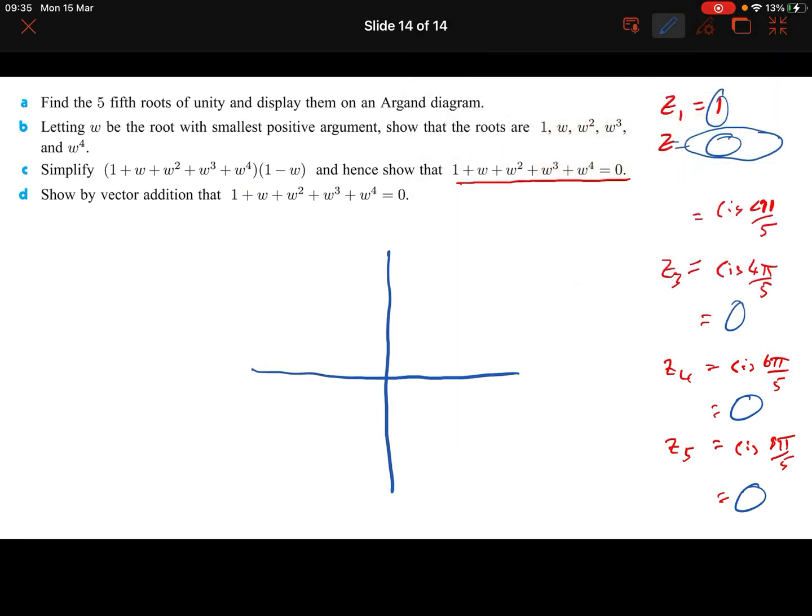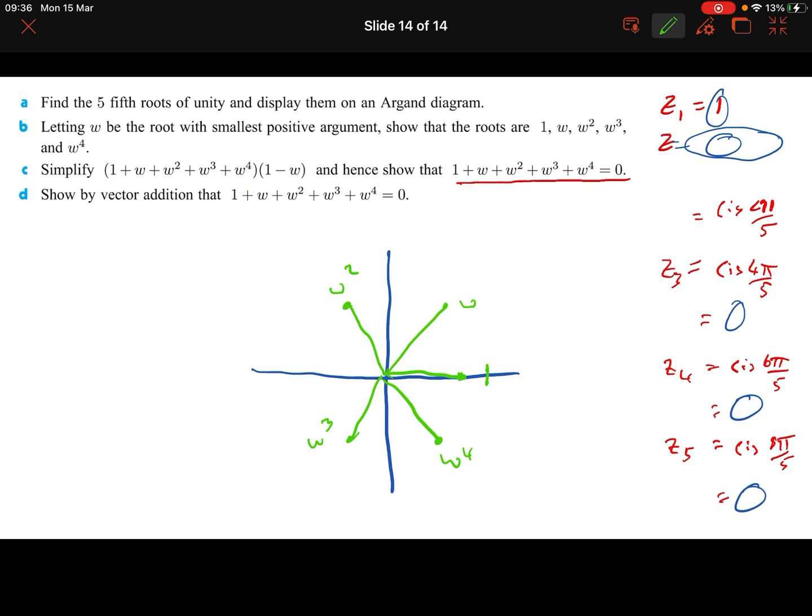Right, let me get my Argand diagram. And then here are my solutions. Okay, roughly like this. This one we've established is 1, this is W, this is W squared, this is W cubed, this is W to the power of 4.